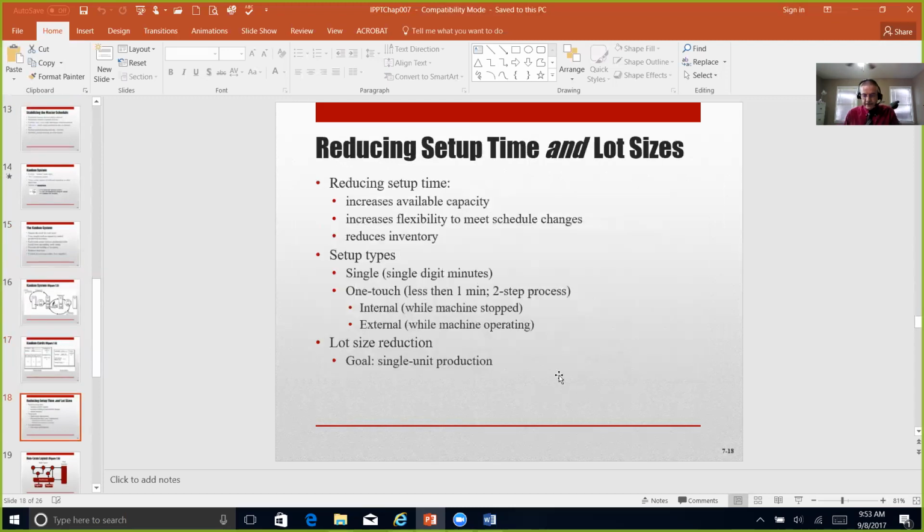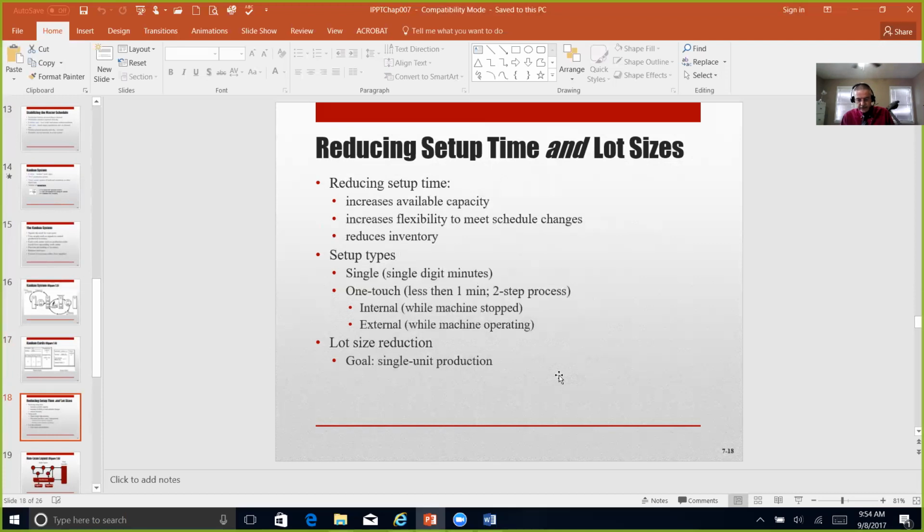So reducing setup time and lot sizes over on page 147, excuse me, really is about how do we determine what the setup time is, and how do we go about reducing that time? Because reducing that time is very important because it increases the available capacity of our manufacturing process. Certainly gives us increased flexibility in that process, as it allows us to meet the schedule changes while reducing inventory. So that's really the reducing the setup time, how strategically important that is to the manufacturing process.